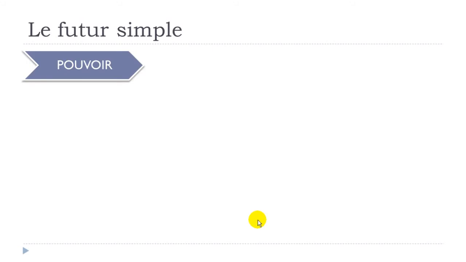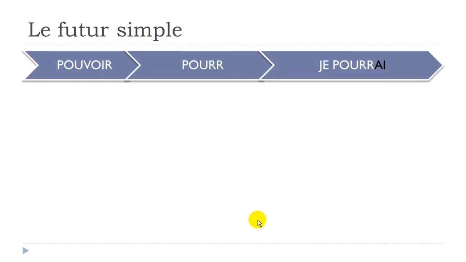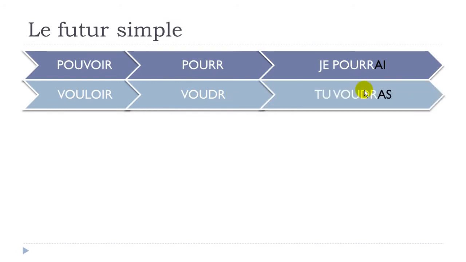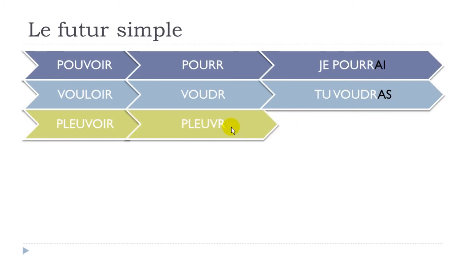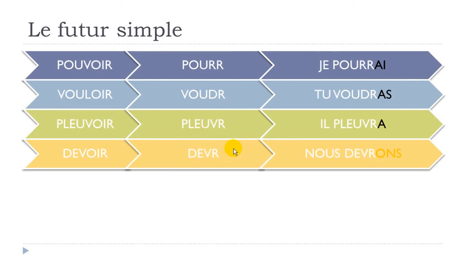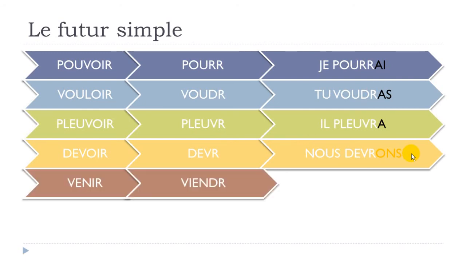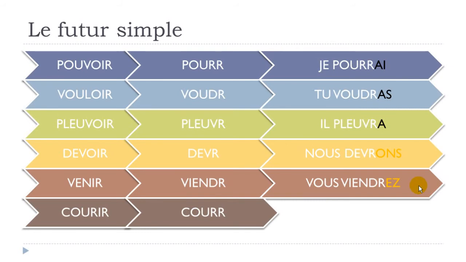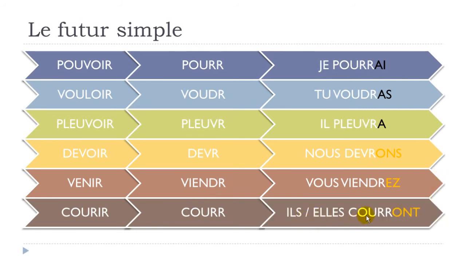Other exceptions, pouvoir will become pour. Je pourrais. Vouloir, voudr. Tu voudras. Pleuvoir, pleuvr. Il pleuvra. Devoir, devr. Nous devrons. Venir, viendr. Vous viendrez. Courir, courr. Ils, elles courront.